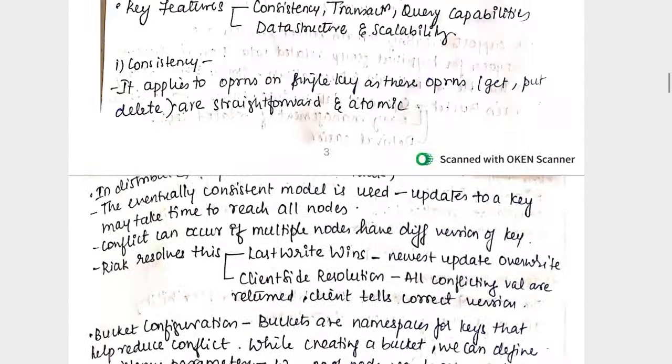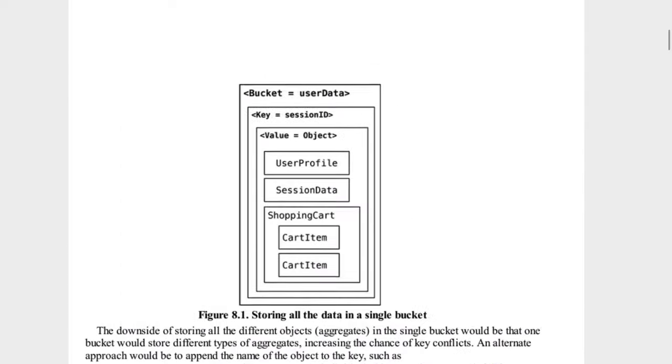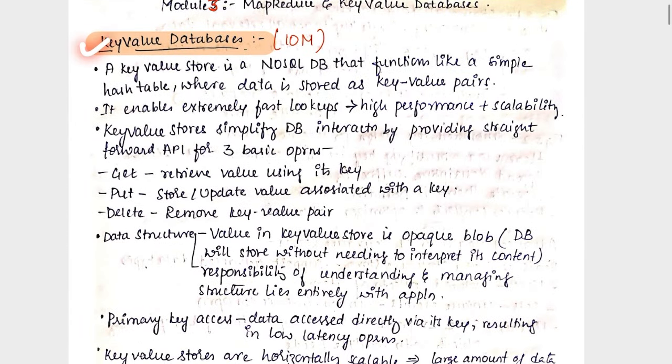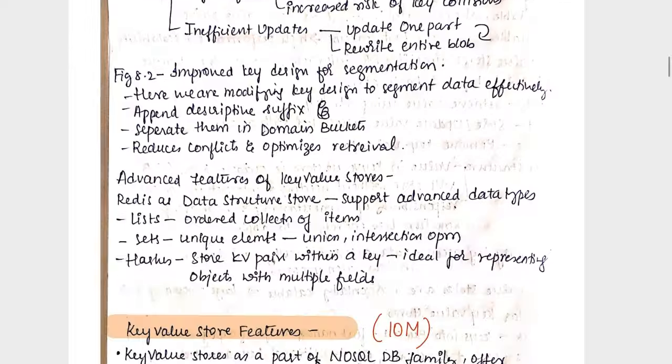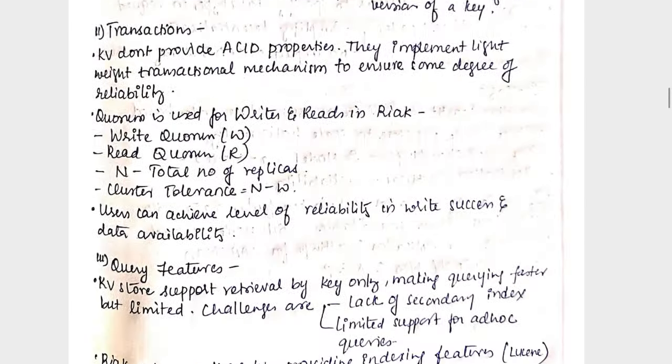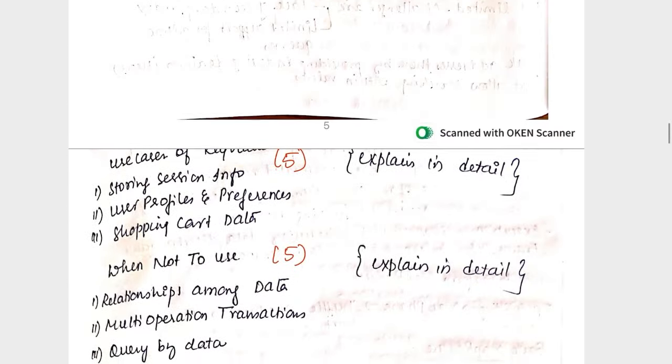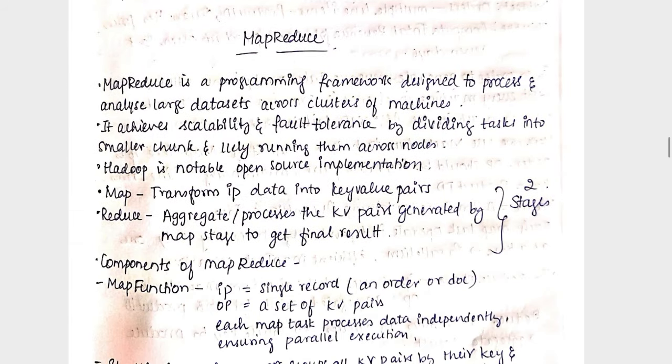We have this first topic, which is a 10-mark question, that is the basic introduction about key value stores. Next we have the features. Again, it could be asked for 10 marks. Next we have when to use and when not to use. That's it. Next, we'll look into map reduce. The map reduce topic is slightly trickier compared to key value stores, but it's okay, we'll cover map reduce also.